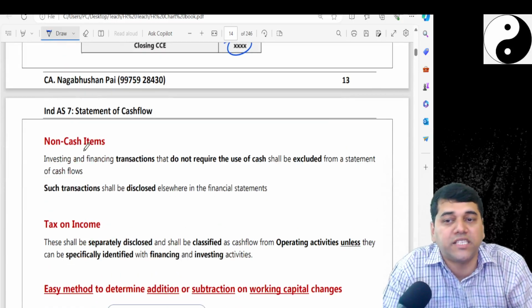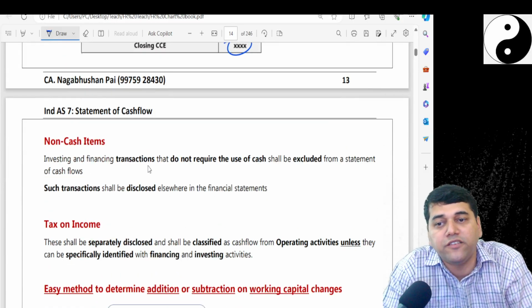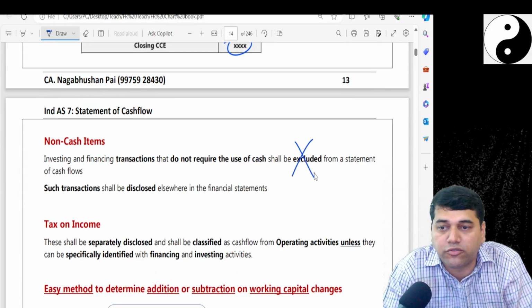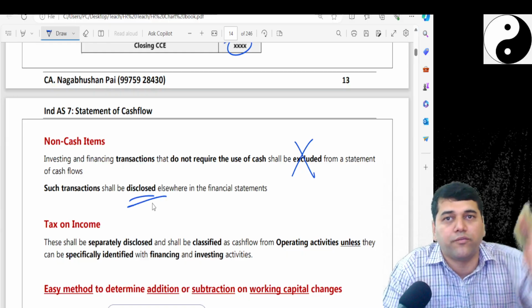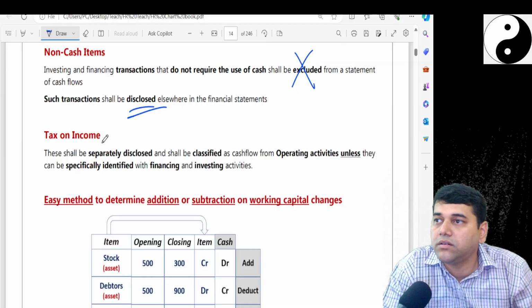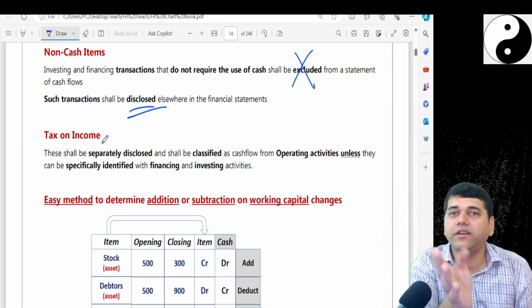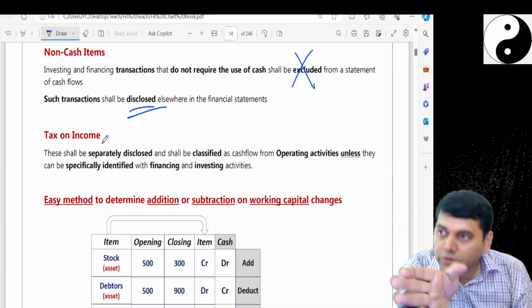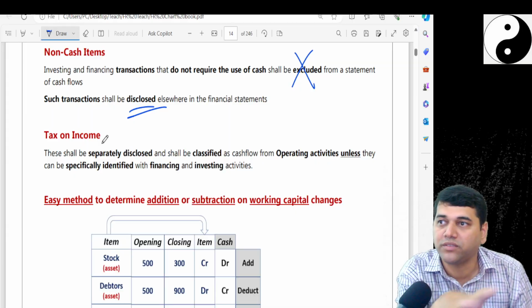Now non-cash items, yes, the financing and investing activities in a transaction that do not require the use of cash shall be excluded, but we need to disclose it somewhere else. Outside the cash flow statement, like we have just discussed, issue of shares for acquisition of something. You have to disclose it, but not in the cash flow statement, somewhere else.